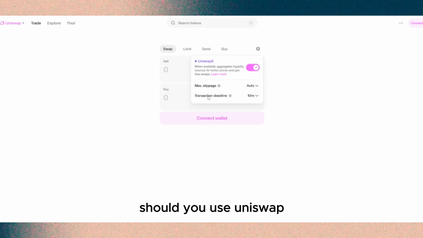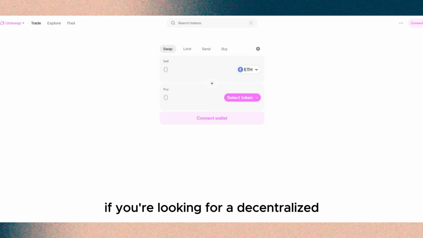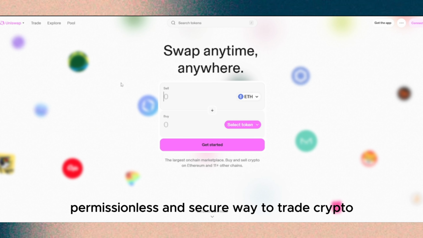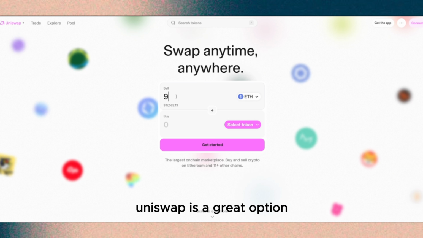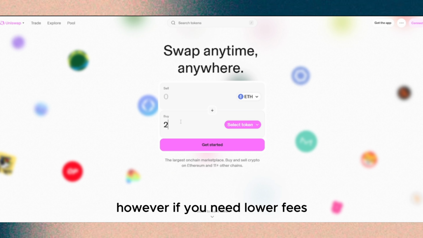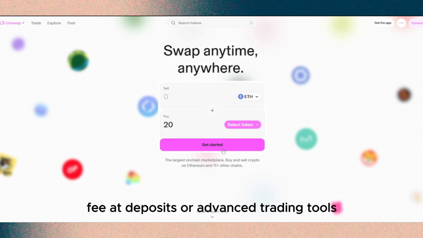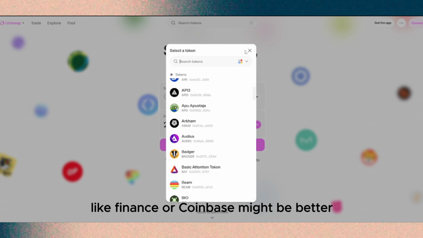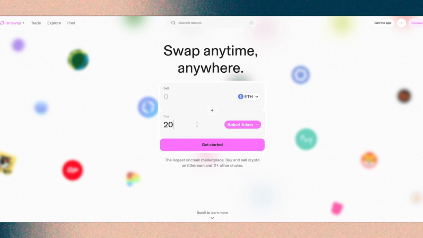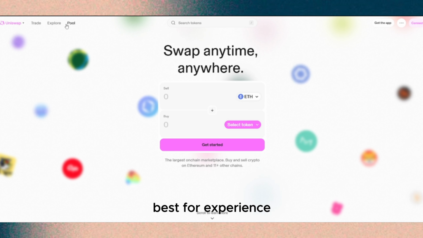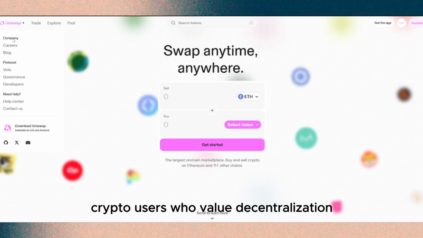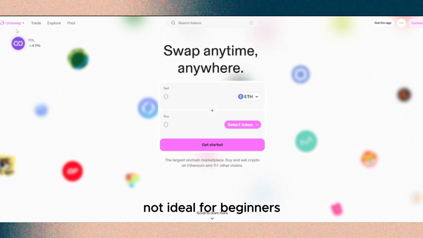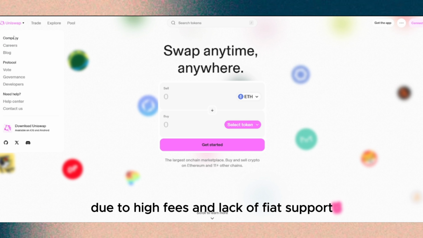Should you use Uniswap? If you're looking for a decentralized, permissionless, and secure way to trade crypto, Uniswap is a great option. However, if you need lower fees, fiat deposits, or advanced trading tools, a centralized exchange like Binance or Coinbase might be better. Final verdict: Best for experienced crypto users who value decentralization. Not ideal for beginners due to high fees and lack of fiat support.